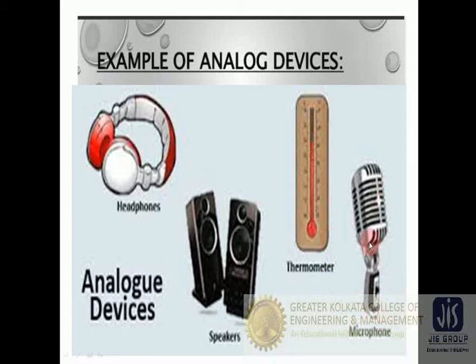This is the microphone. The microphone converts audio signals into electrical ones. It takes audio as input and produces an electrical signal as output. These are the functions of the microphone. And the output of the microphone is also an analog electrical signal. There are many other analog devices, but these are a few.